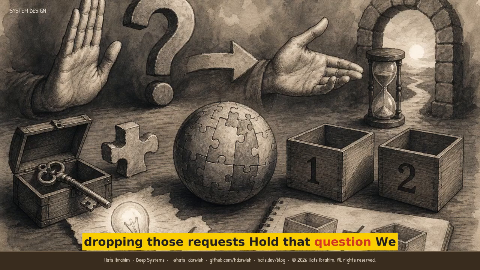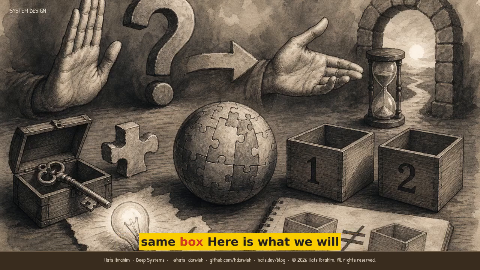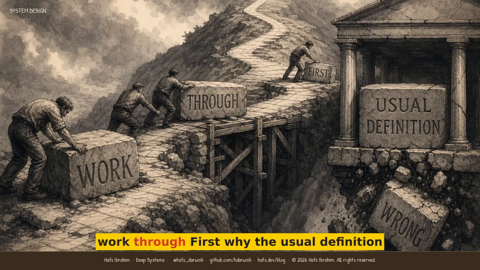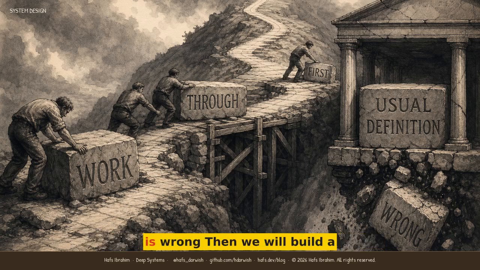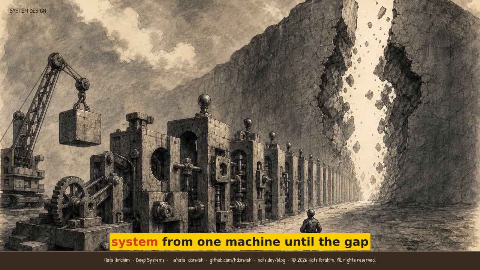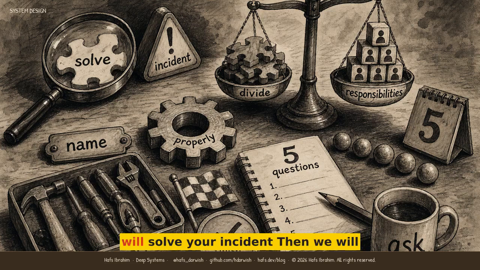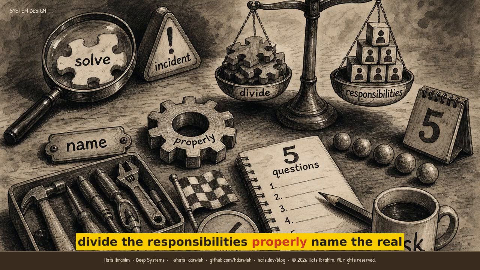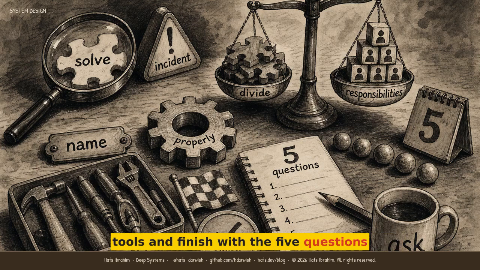Hold that question. We will come back to it at the end, because the answer is the whole reason these 2 boxes are not the same box. Here is what we will work through. First, why the usual definition is wrong. Then we will build a system from one machine until the gap opens up on its own. Then we will solve your incident. Then we will divide the responsibilities properly, name the real tools, and finish with the 5 questions you should ask before you adopt anything.